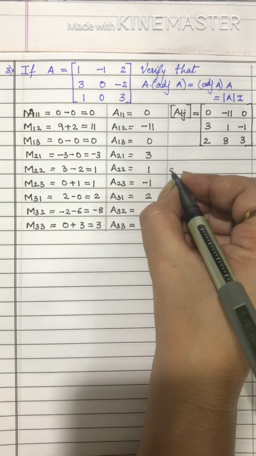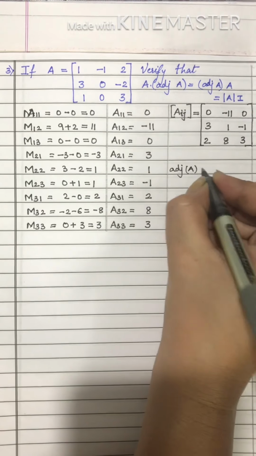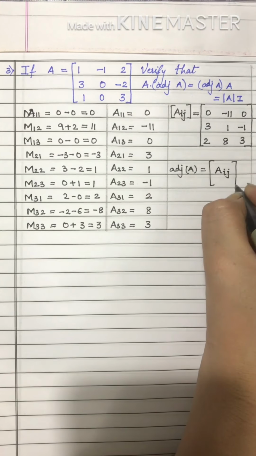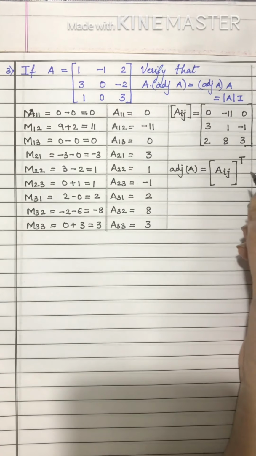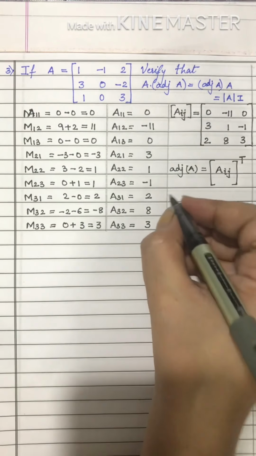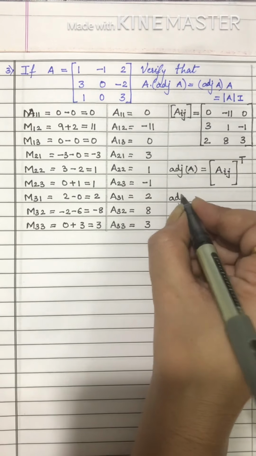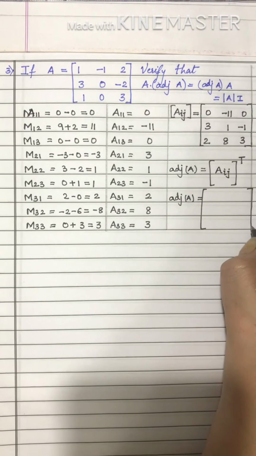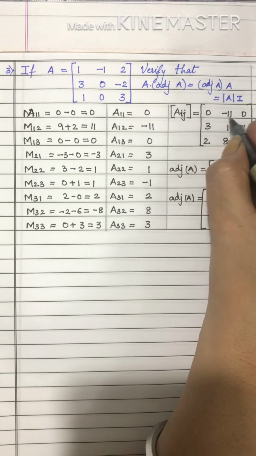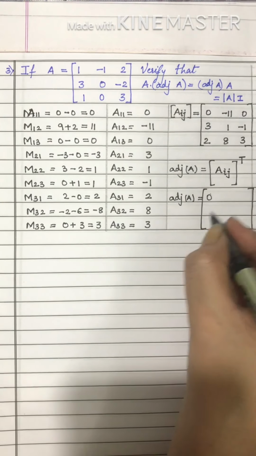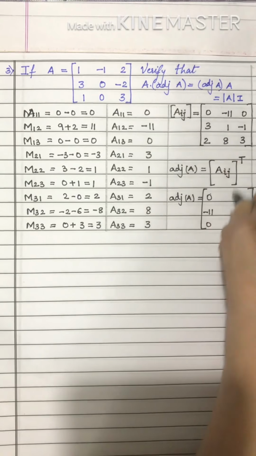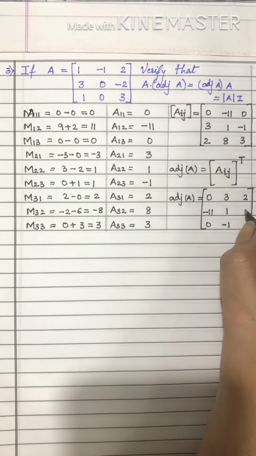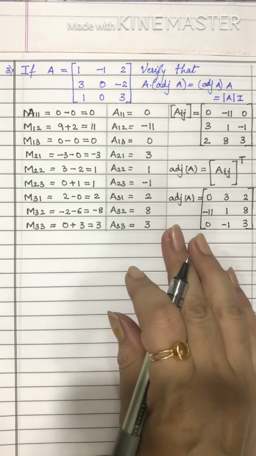Then to find adjoint A, what we do, we write out the transpose of the matrix of cofactors. So we get adjoint A as, again it will be a 3 by 3 matrix. Whatever is given in the first row, write it as the first column, the second row as the second column, and the third row as the third column. Okay, so here we got our adjoint A.